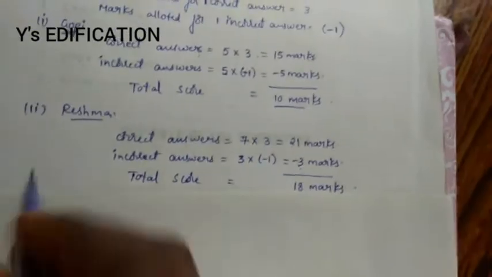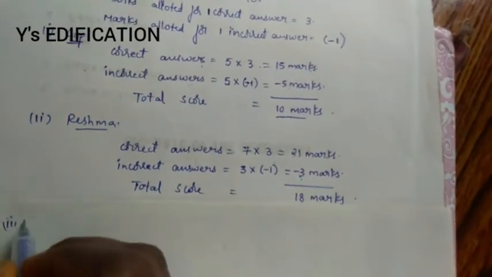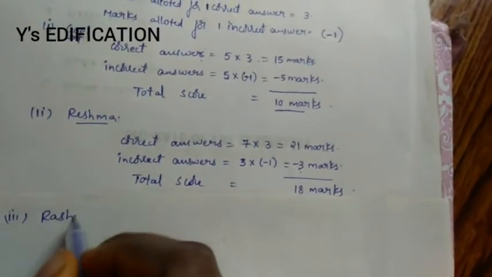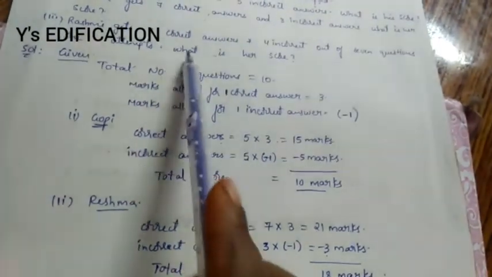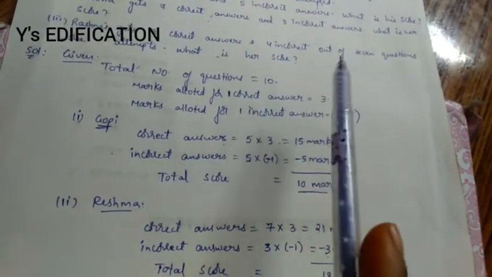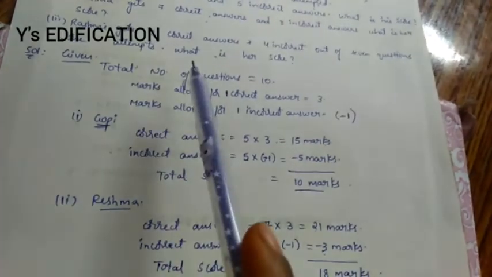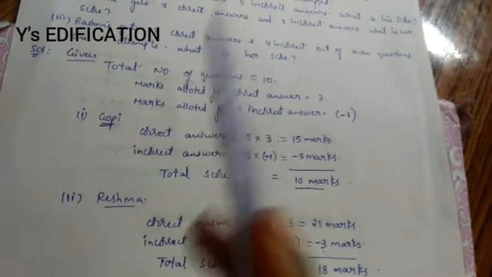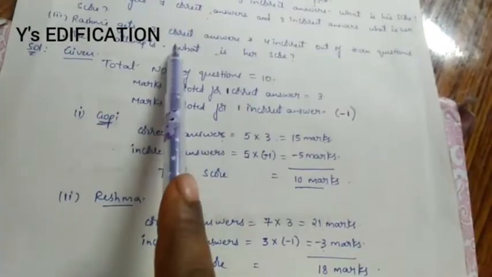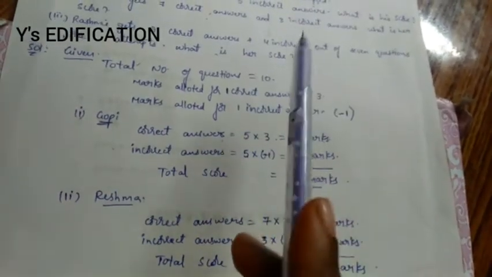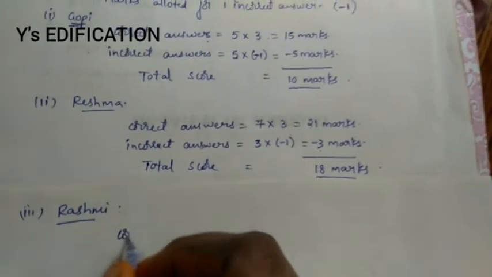Next, Rashmi. Rashmi gets 3 correct answers and 4 incorrect out of 7 questions she attempts. So out of the 10 questions, she attempted only 7 questions. In those 7 questions, 3 are correct answers and 4 are wrong answers. So what is her score? How many correct answers did Rashmi write?